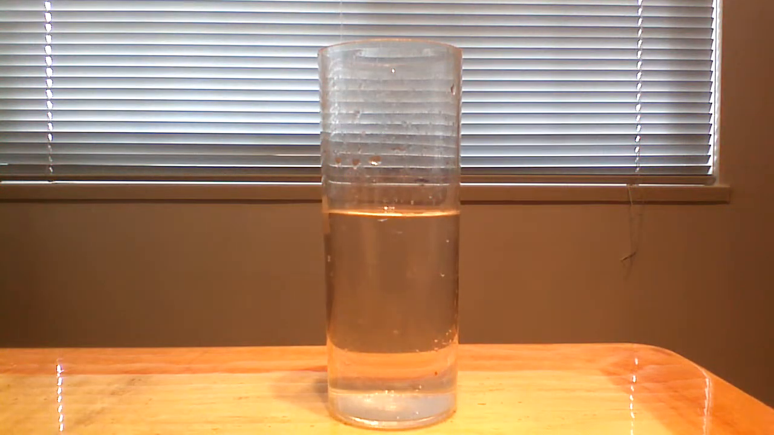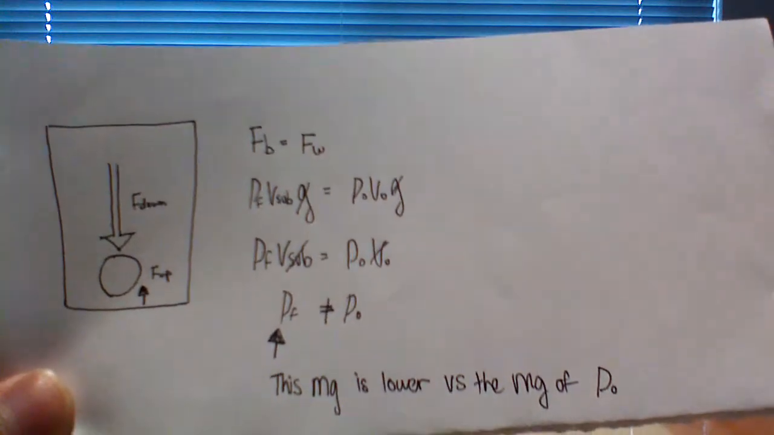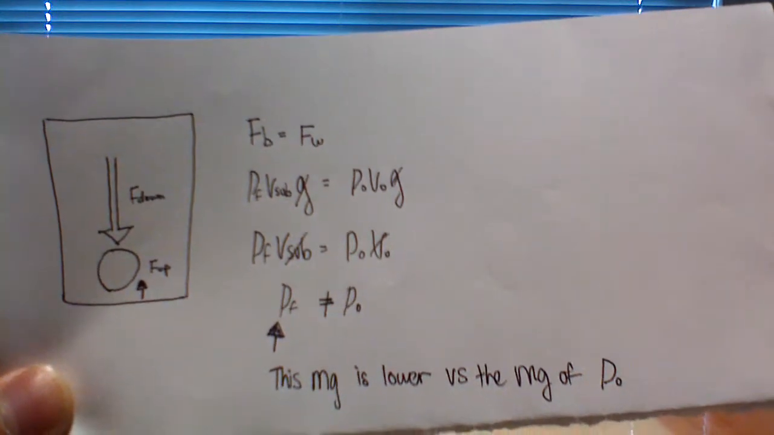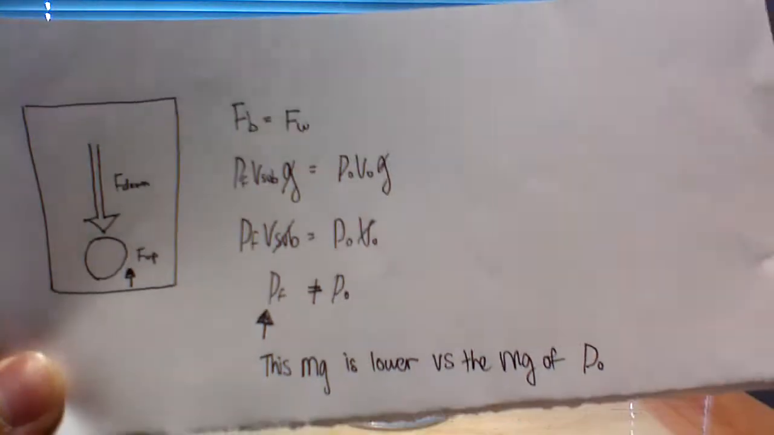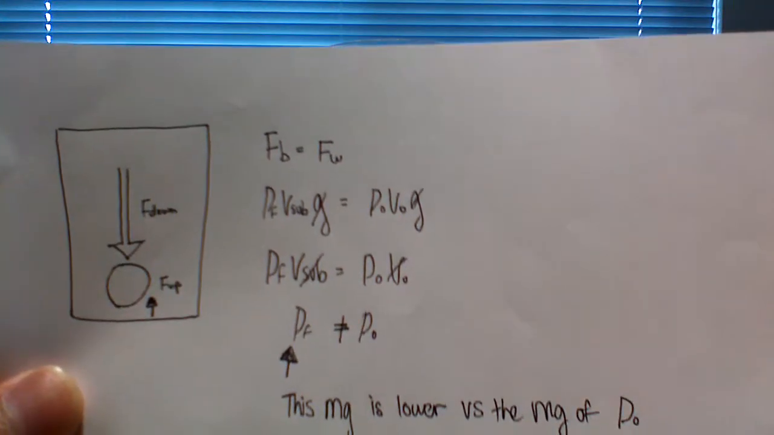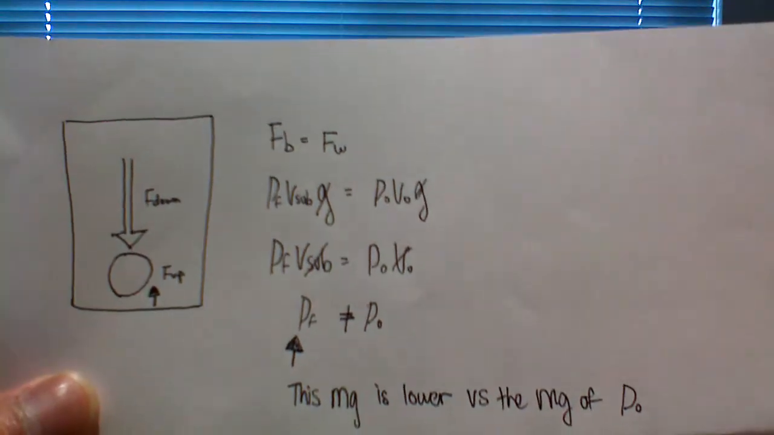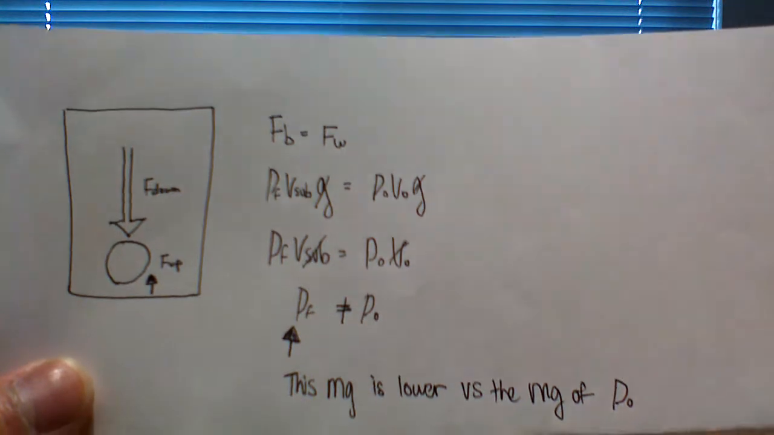Next off, I'll be dropping in a piece of metal. As you can see, it fully submerges. But why? Well, if we were to say that the object were floating, then we would say that the force of buoyancy is equal to the weight of the object. Through manipulating our equation, we end up with density of the fluid times the volume submerged is equal to density of the object times the volume of the object.